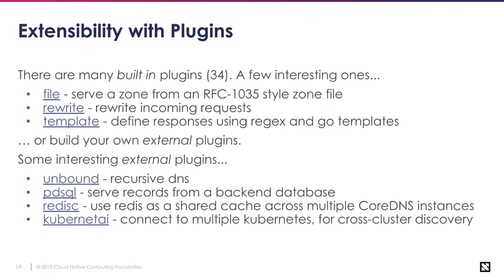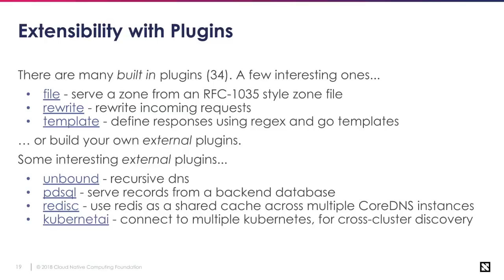So I mentioned that we're built on a plugin chain. And so there are a lot of built-in plugins. There's 34 when I counted last. A few interesting ones that are used a lot are file, which allows you to serve a zone from a zone file. Rewrite, which allows you to rewrite requests as they come in, and do kind of behind the scenes aliasing that's invisible to the client. And template, which is great for debugging, for example. It allows you to define responses based on a regex and a Go template.